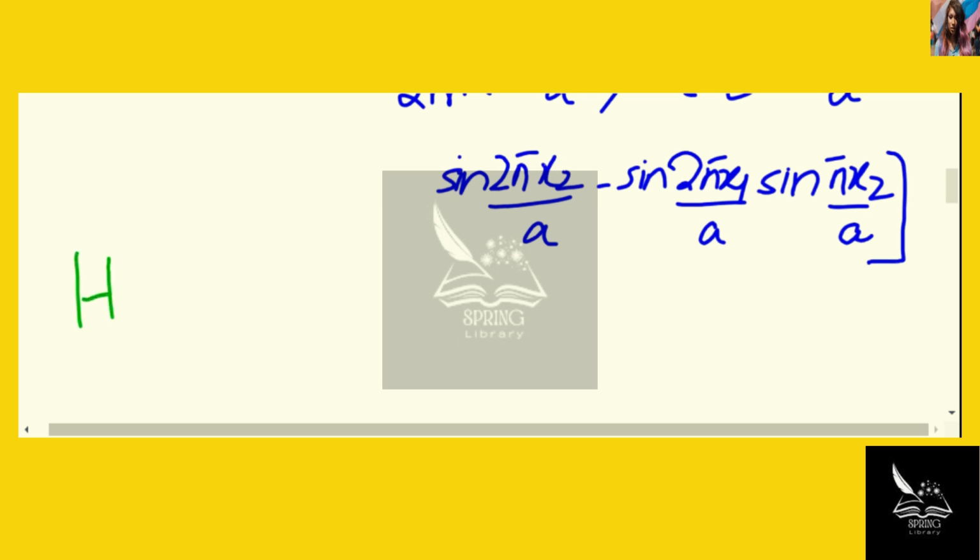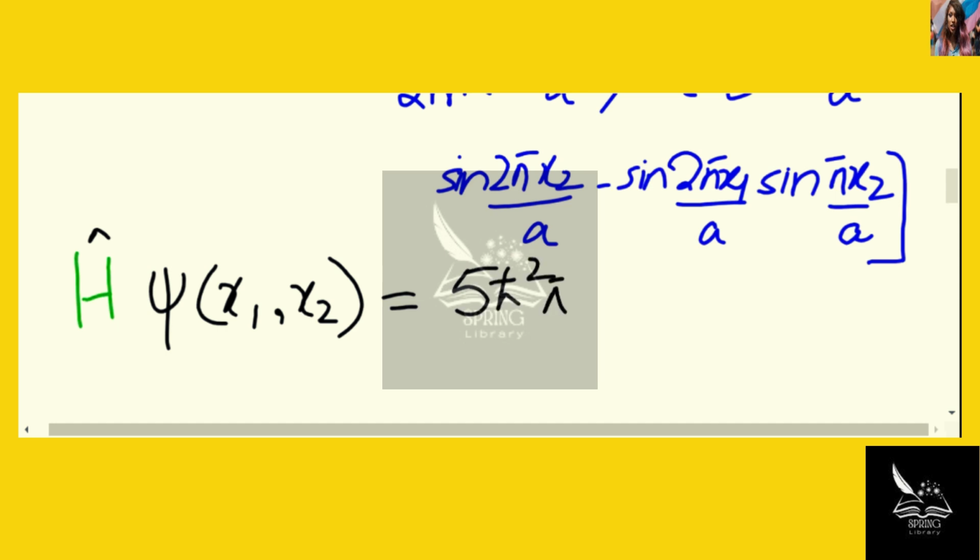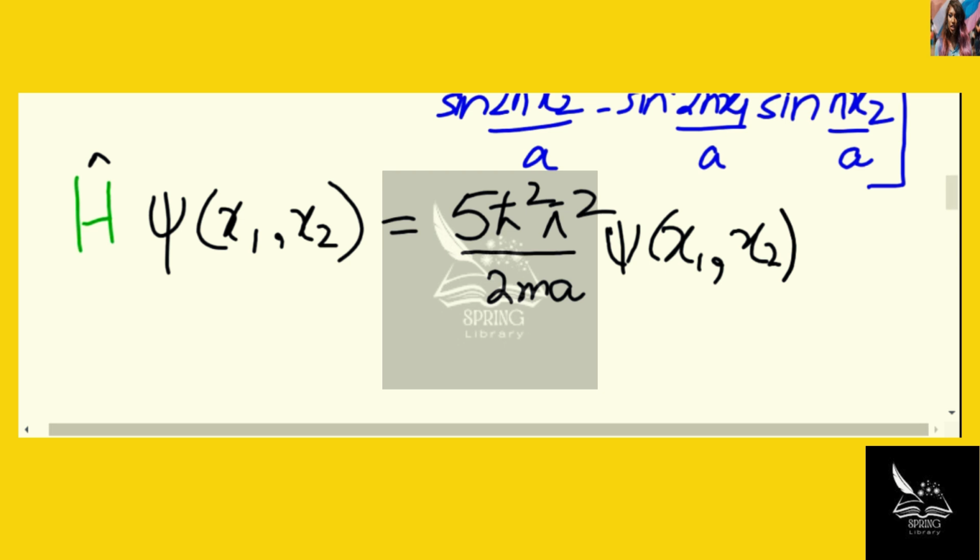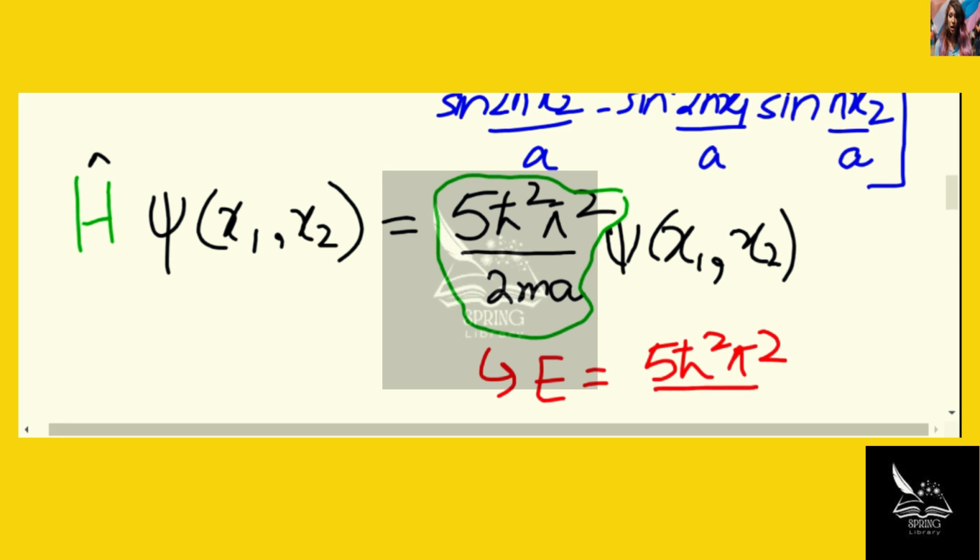When we simplify it, we get a very simplified form of this equation. The Hamiltonian of the wave function x1, x2 equals 5 times h-bar squared pi squared divided by 2ma squared, times the wave function of x1 and x2. Now this is basically E. So E is equal to 5 h-bar squared pi squared divided by 2ma squared, that is basically equal to 5K.